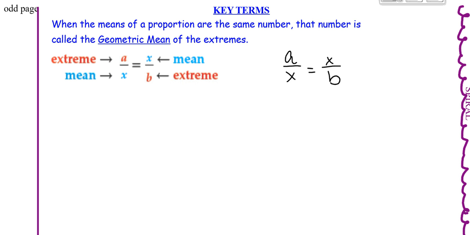Notice the very first thing I wrote was the a, and the very last thing I wrote was the b. Those are called the extremes because they're the first and last thing that you write. The middle things that you write are those two x's, and they are called the means because they're in the middle. Again, pause if you need to look at that. Otherwise, I'm going to move on.